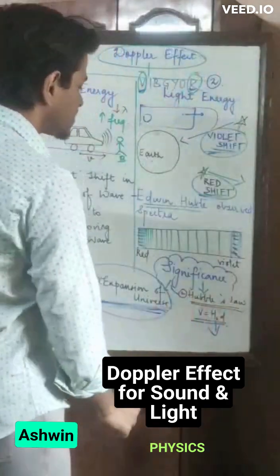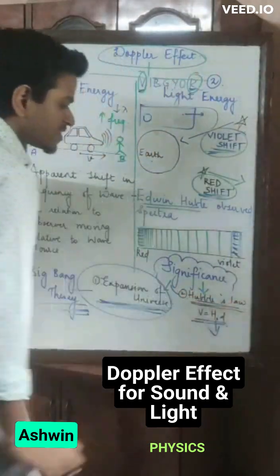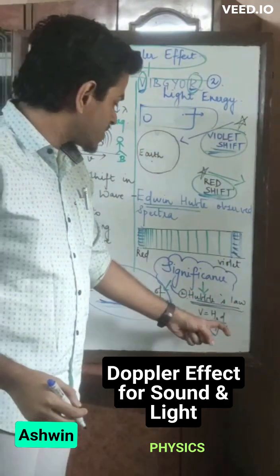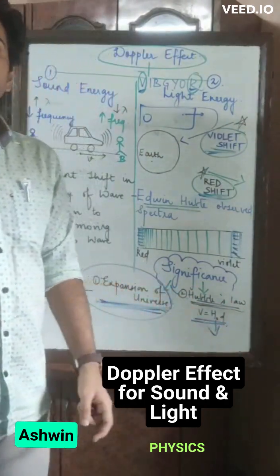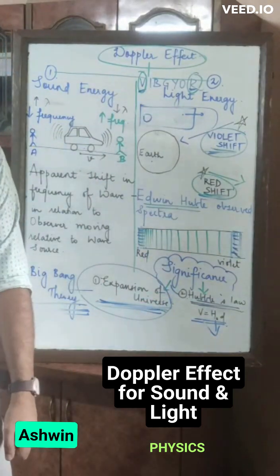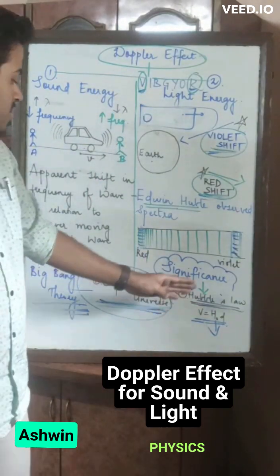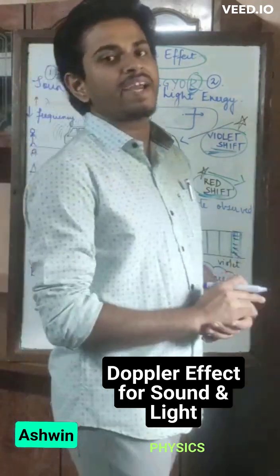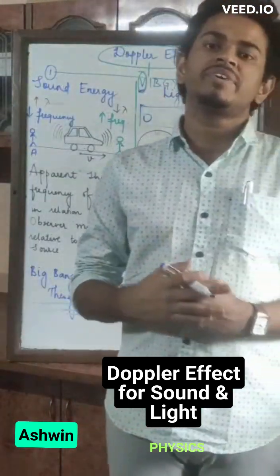The second point is Hubble's law, that is V equals H naught d, where V is the velocity, H naught is Hubble's constant, and d is the distance between source and observer. Okay. So this is about the two main significances of the Doppler effect in light. There are more applications, we will discuss them later.